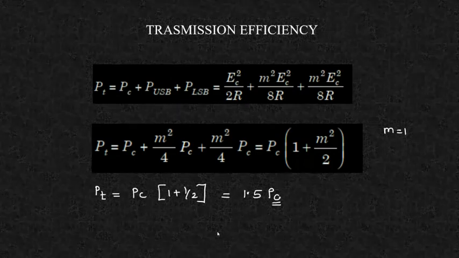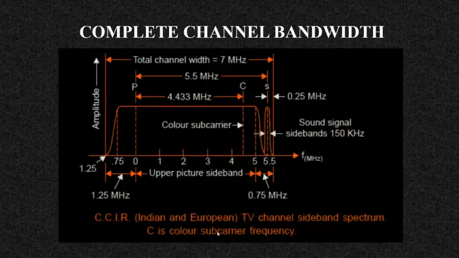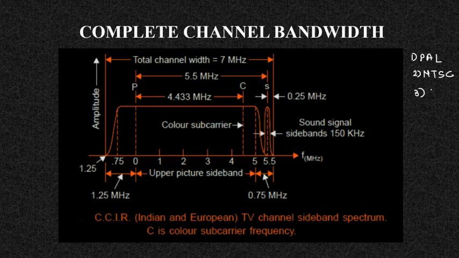Now we'll talk about complete channel bandwidth. Here I'm going to discuss three systems. The first system is the European or Indian system, which is called PAL. Another system which I'm going to consider is NTSC, which we call American. And the third I'm going to talk about is SECAM, that is the French system. So first I'm going to talk about the Indian or European TV channel sideband spectrum.